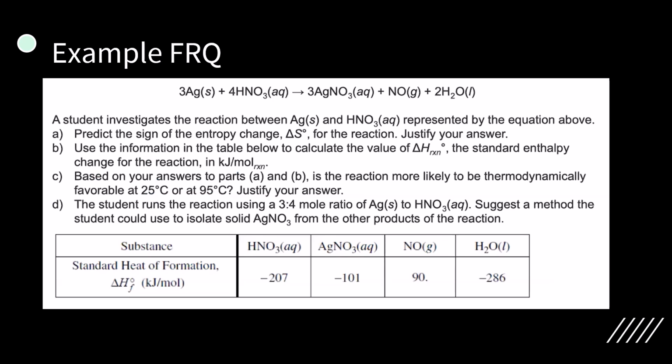And then a student runs the reaction using a 3 to 4 mole ratio of Ag to HNO3. Suggest a method the student could use to isolate the solid AgNO3 from the other products of the reaction. So let's go step by step.